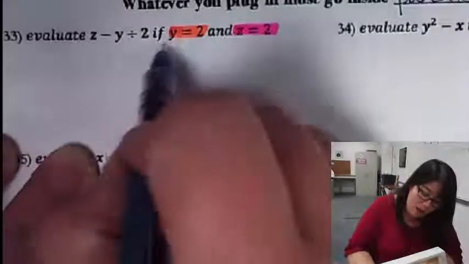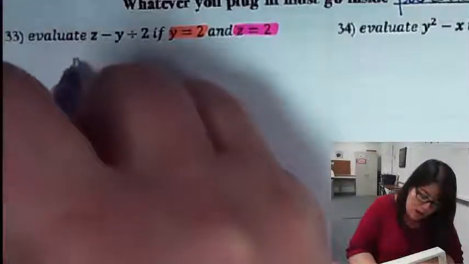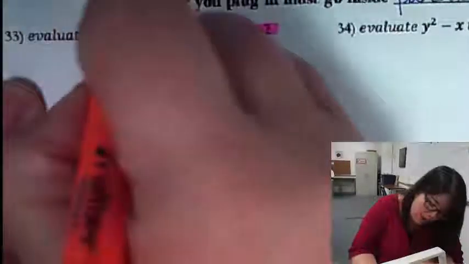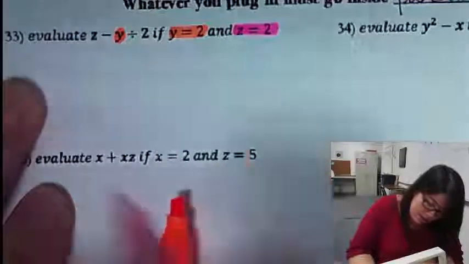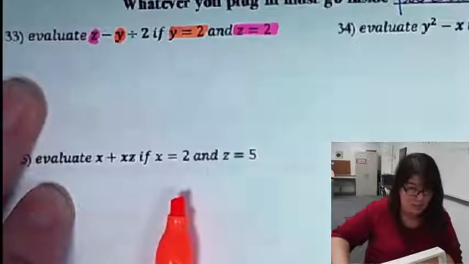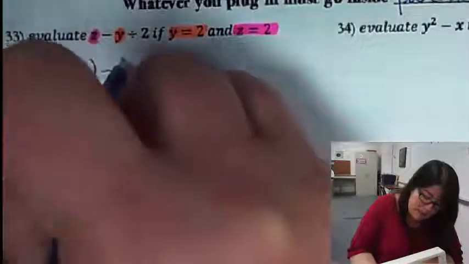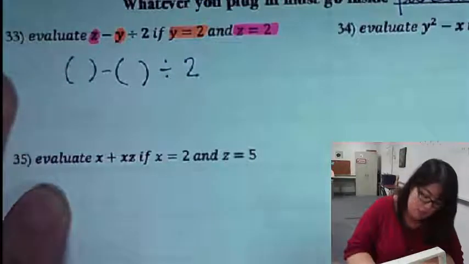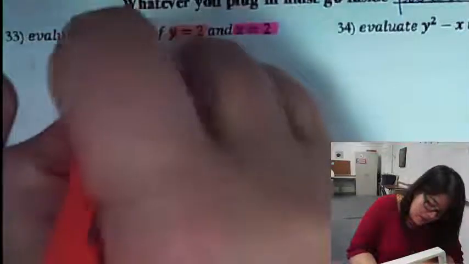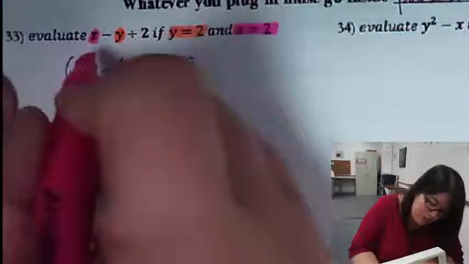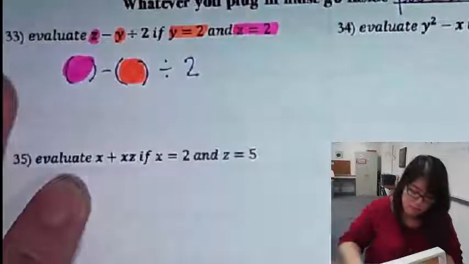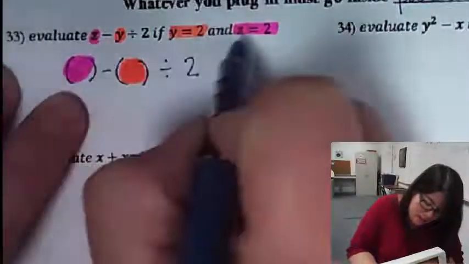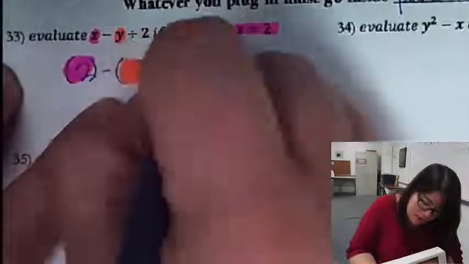So if y equals 2 and z equals 2, looking at your expression here, let's see, y is orange. So there's a y. And here is a z, and we're going to be doing a lot of highlighting, so just be ready to keep up with us. So we're going to have something minus something divided by 2. Remember I said all substitutions go into parentheses. So the second parenthesis is going to be my y value, and the first parenthesis is going to be my z value. So going back, my z value is 2. My y value is 2.